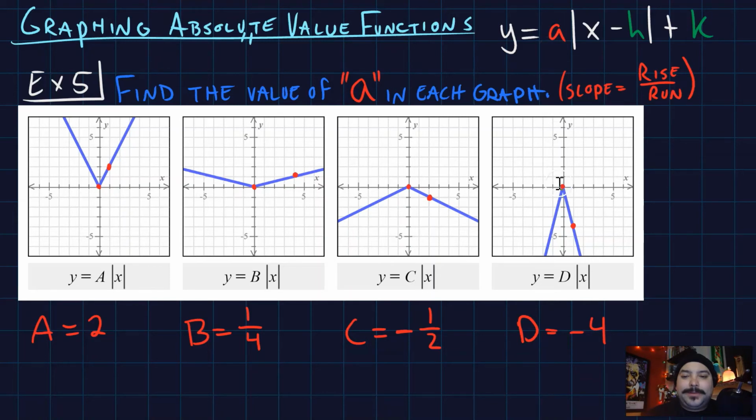And in our fourth graph, we see once again we have a negative slope. From one point to the next, our graph goes 4 down and 1 to the right, 4 down, 1 to the right. So that means that the value of d in this case is equal to -4. So the value of a, no matter which letter we use to describe it, will always describe the slope of the right-hand side of your graph starting from the vertex.